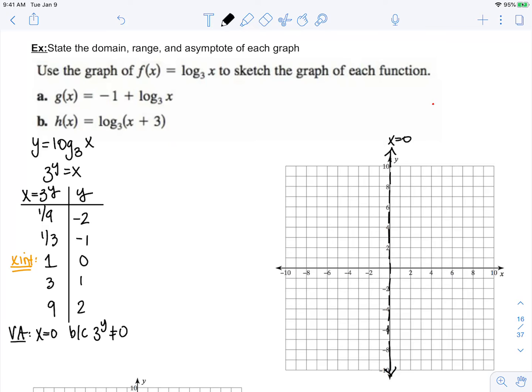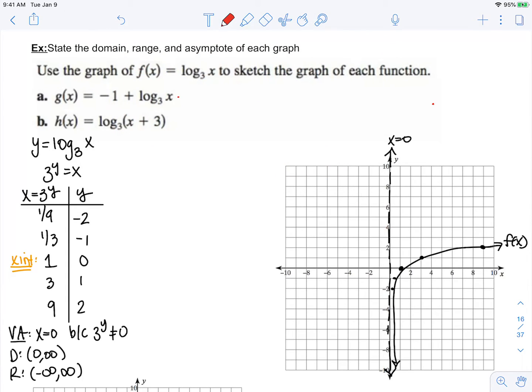And I'm going to go from the bottom up. So I have 9, 2 here, 3, 1 here, my x-intercept at 1, 0, and then 1/3, negative 1, about here, right? These last two really don't have to be perfect because they're just getting really close to that vertical asymptote. So this is my graph f of x, and I can see it has a domain of 0 to infinity and a range of negative infinity to infinity.